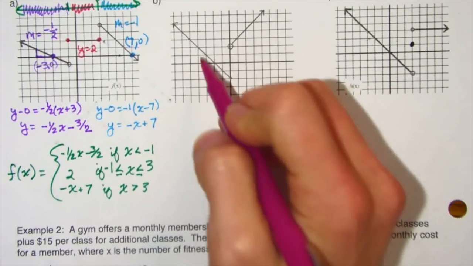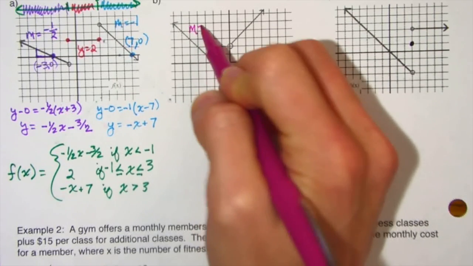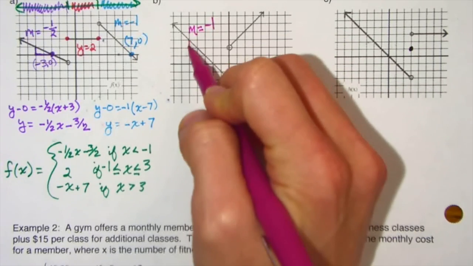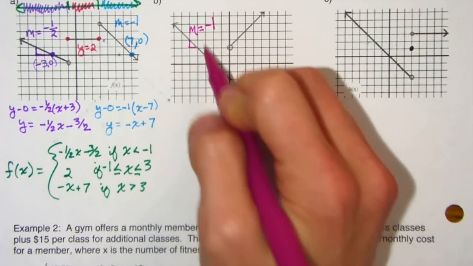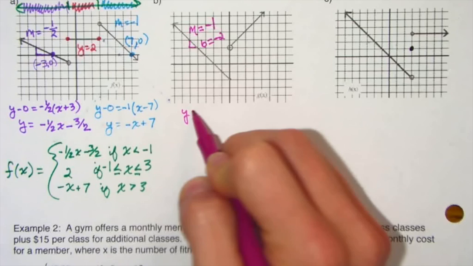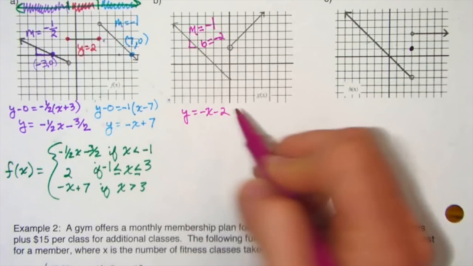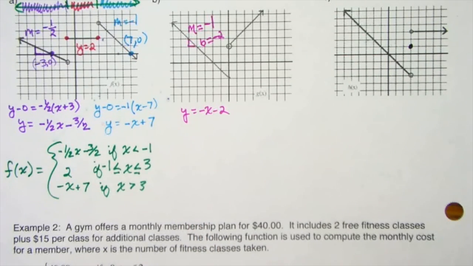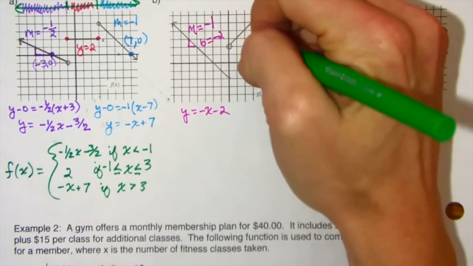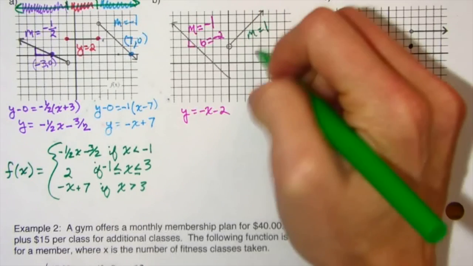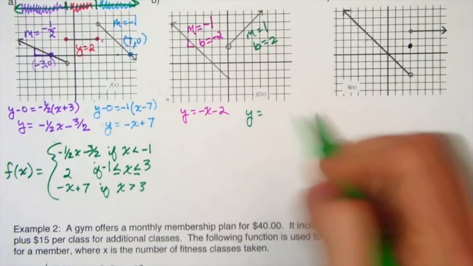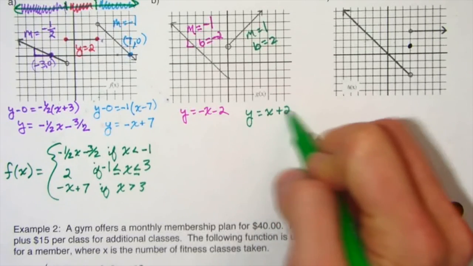For this one, what is the slope? Negative 1, right? Down 1, right 1. Okay. What's the y-intercept? Negative 2. So we already have y equals negative x minus 2. So much easier to write the equation. For this one, what is the slope? Positive 1. What's the y-intercept? 2. So then we get y equals x plus 2.